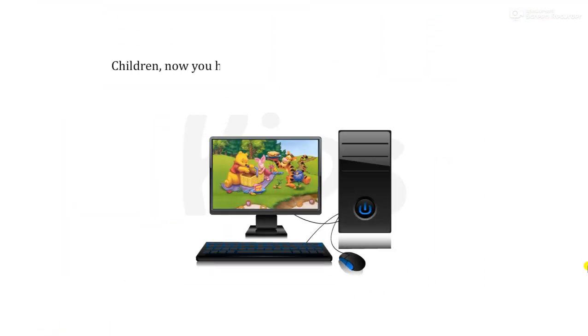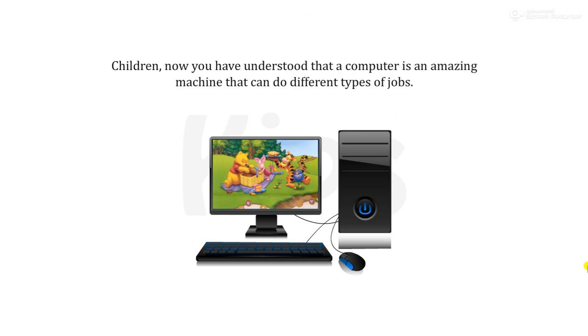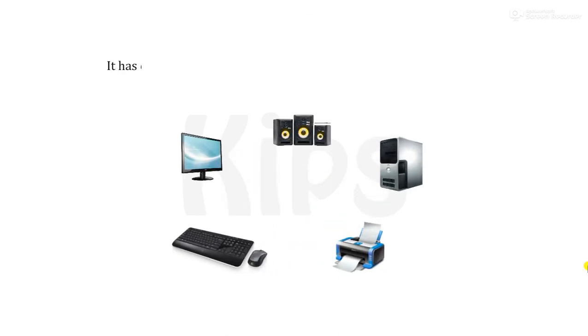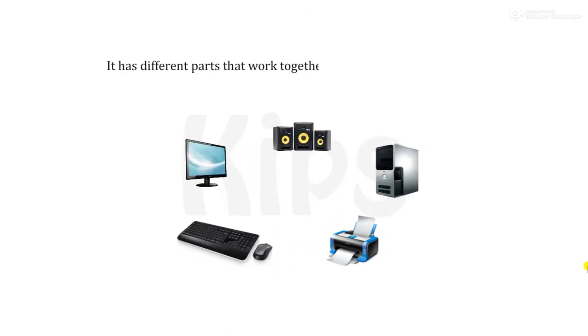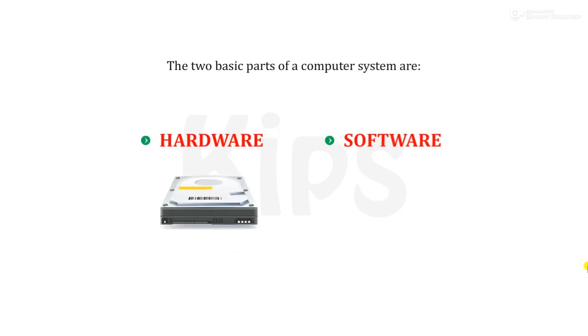Children, now you have understood that computer is an amazing machine that can do different types of jobs. It has different parts that work together to form a computer system. The two basic parts of a computer system are hardware and software.